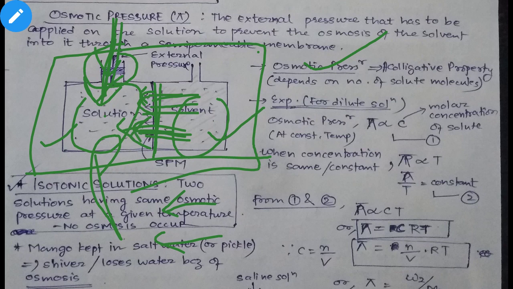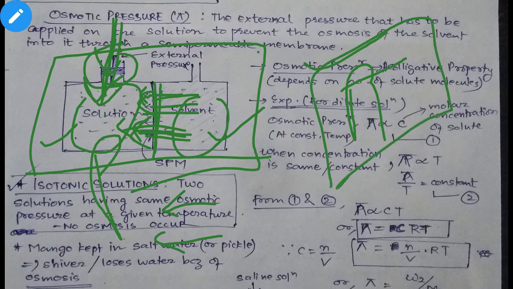So that pressure which stops the osmosis process is known as the osmotic pressure. And always this osmotic pressure should be greater than the atmospheric pressure, then only the osmosis process will stop, okay? So always the osmotic pressure should be greater than the atmospheric pressure to stop the osmosis, okay? So I think what osmotic pressure is, is clear to you now.